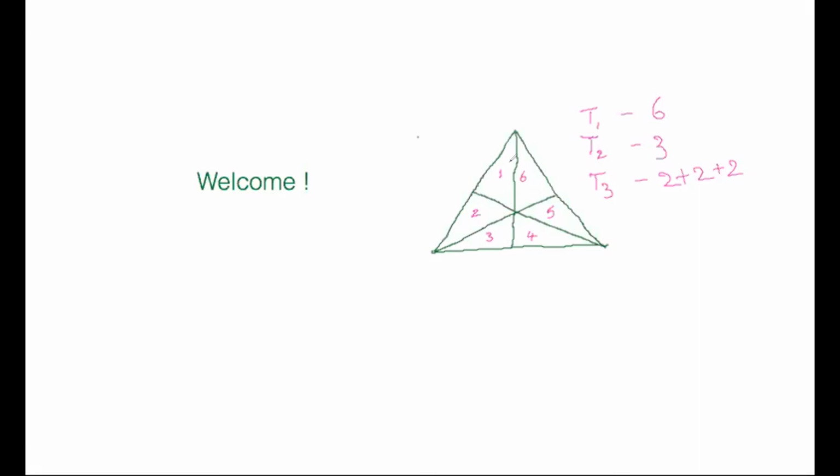Now 4 pieces together. 1, 2, 3, 4 together, it's a triangle. 2, 3, 4, 5 together, that's not a triangle. 3, 4, 5, 6, not a triangle. 5, 6, 1, 2, not a triangle. Not possible. So 5 pieces together, it's not possible. Now it's 6 pieces. All these 6 pieces together, that's a triangle. So how many are there all together?